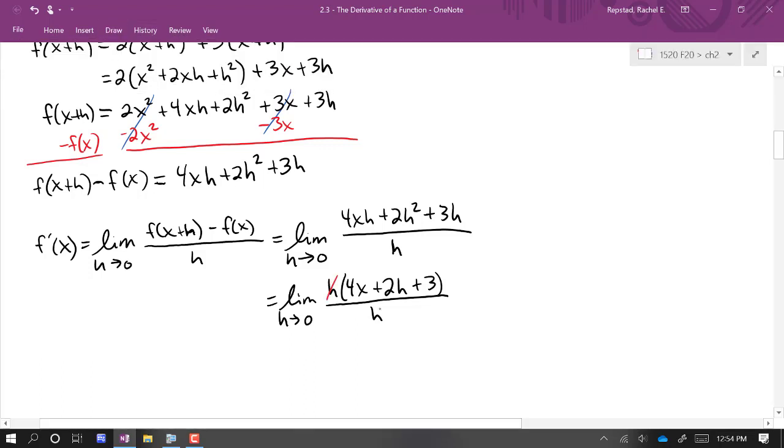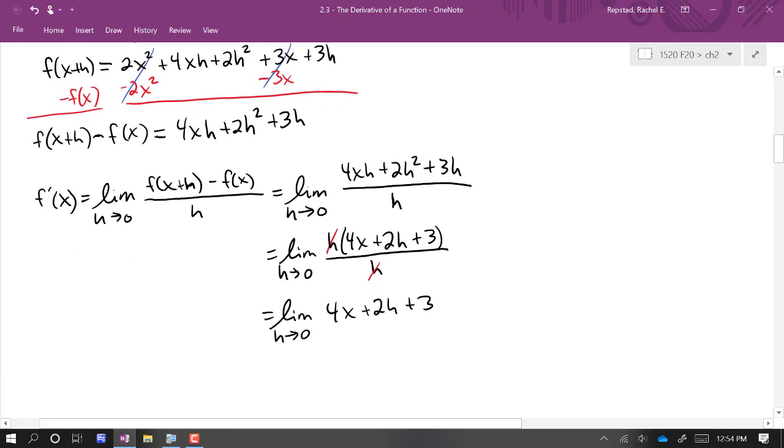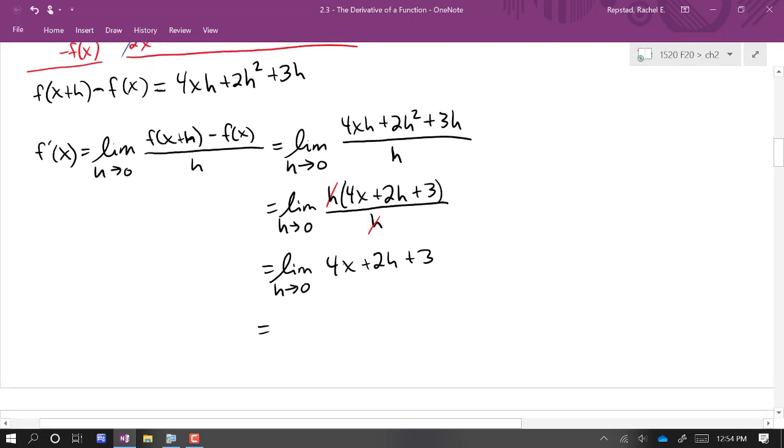Now we can cancel those h's. And now, look, it's no longer a problem to let h approach 0. In this expression, if h approaches 0, then this term in the middle, the 2h, will approach 0. And then we're left with 4x plus 3. And this function is the derivative of f of x. So this is f prime of x.